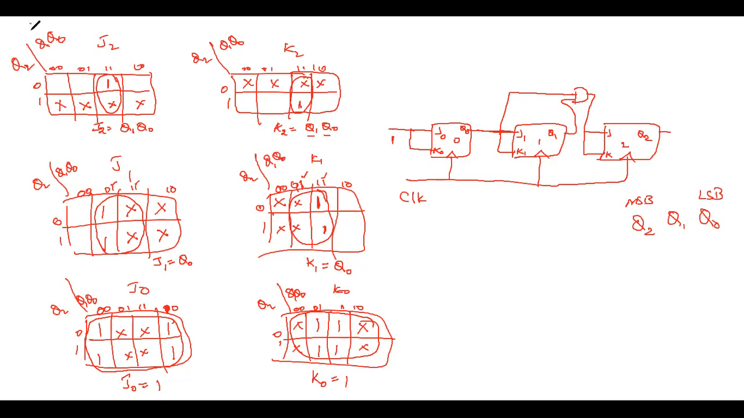This is step 4, minimization, and this is step 5. This is the 3-bit up counter, synchronous.